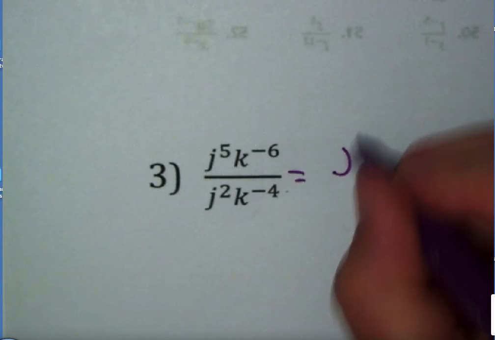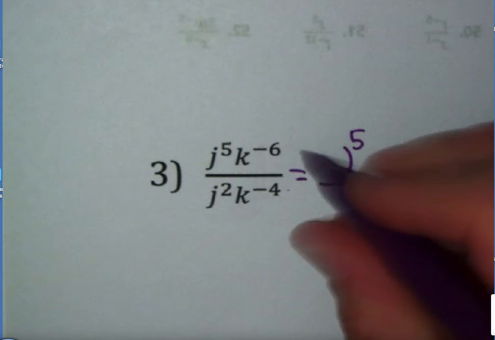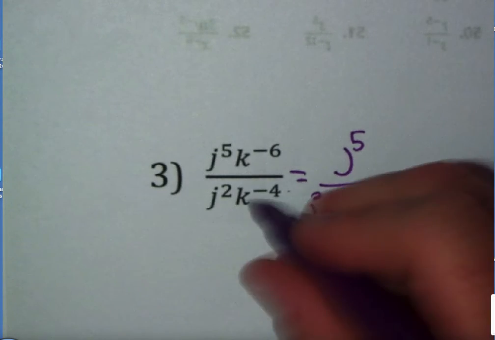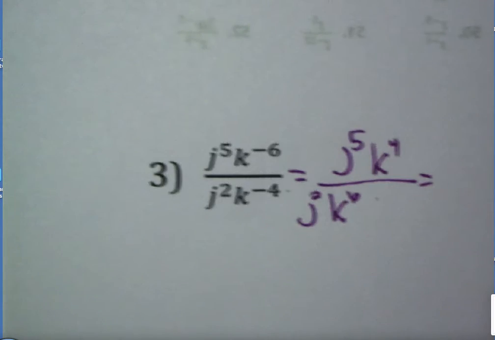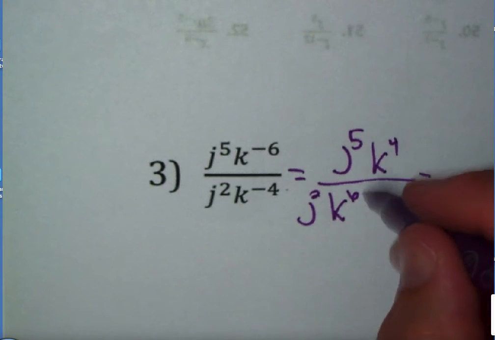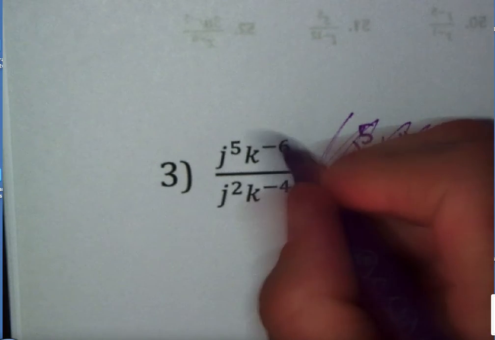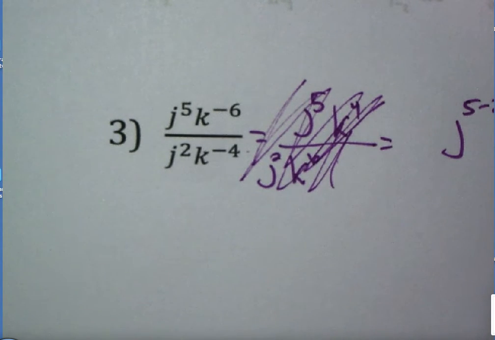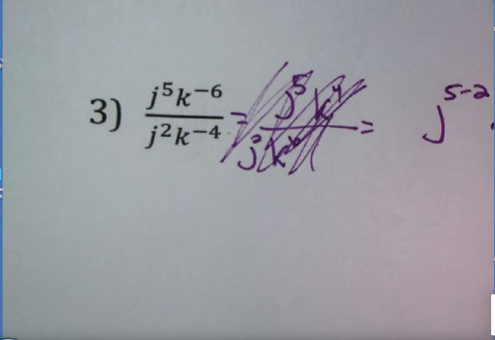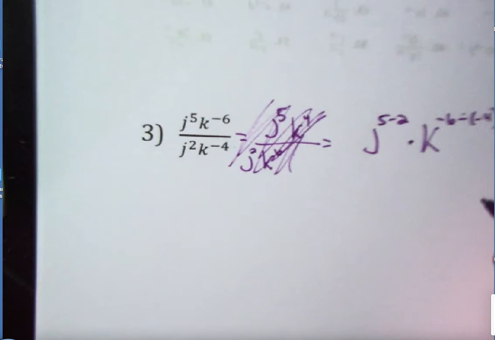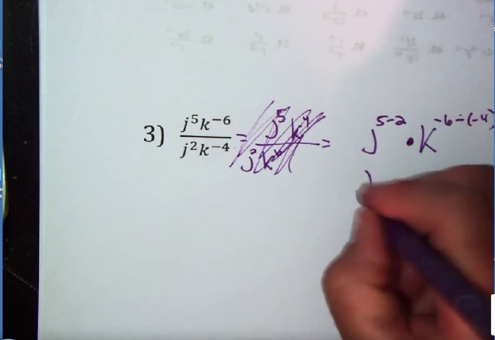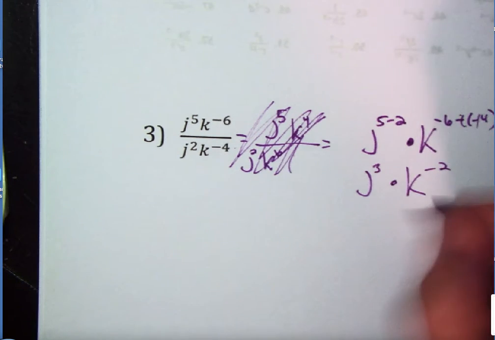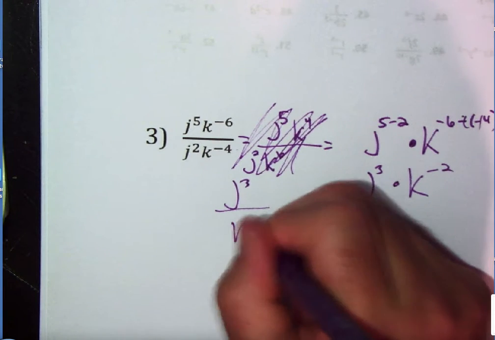Okay, we're going to simplify. J to the fifth is good. K to the negative six has to shift down as K to the sixth. J to the second is fine where it is. K to the negative fourth has to move up. Oh, but maybe I shouldn't have done that, right? Maybe I should have done the math first. We have J to the 5 minus 2 times K to the negative 6 minus negative 4. Right, when you divide by the same base, you subtract the exponents. We get J to the 3rd times K to the negative 2, which becomes J to the 3rd over K to the 2nd.